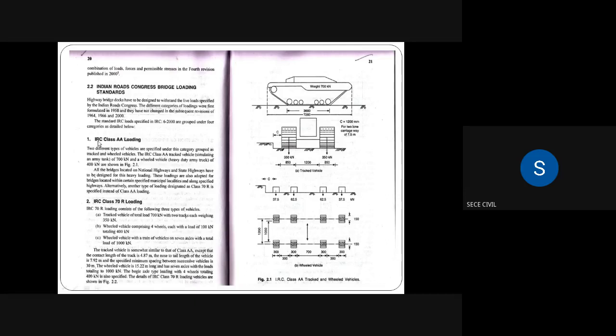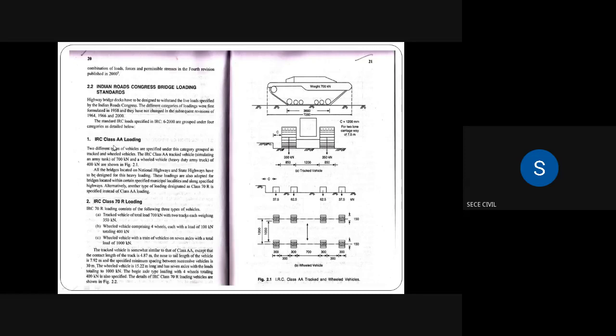We also mentioned IRC class AA loading. What is IRC class AA loading? Two different types of vehicles are specified under this category, grouped as tracked vehicles and wheeled vehicles. The IRC class AA tracked vehicle simulates an army tank of 700 kilonewton, and the wheeled vehicle means a heavy duty army truck of 400 kilonewton.